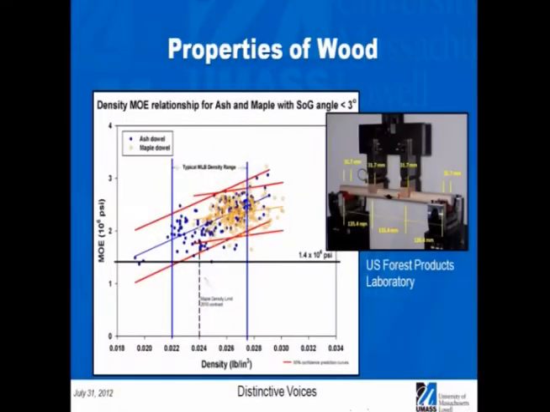So properties of wood, the U.S. Forest Products Laboratory, first we had to understand what is the wood that's going into these. So Forest Products Laboratory studied dowels that had specific slopes of grain, had specific densities, and basically measured the modulus of elasticity, the modulus of rupture. How do those properties relate?